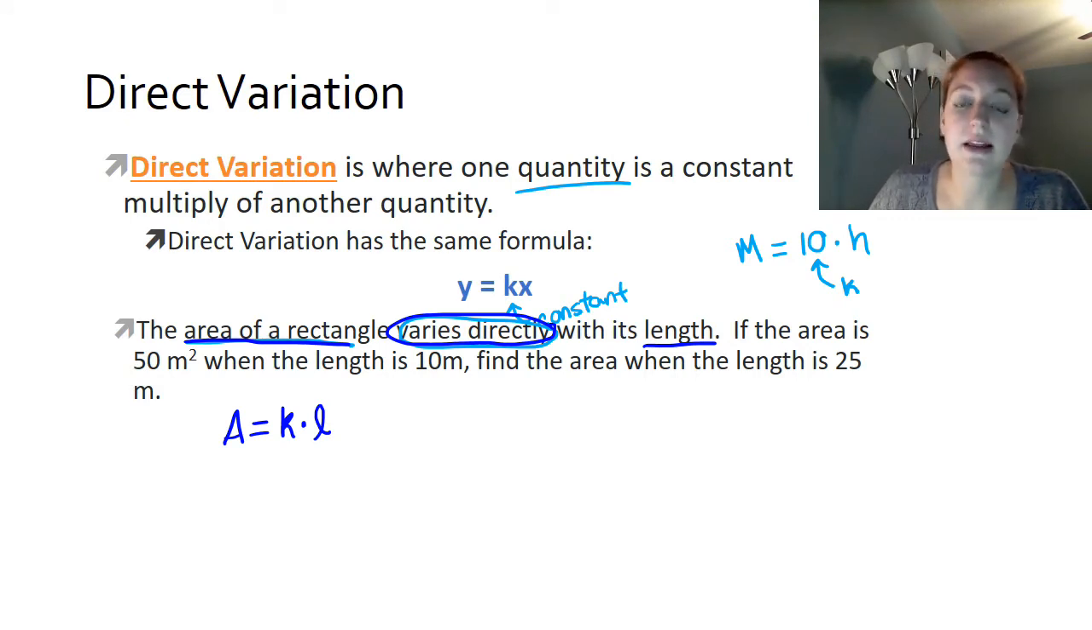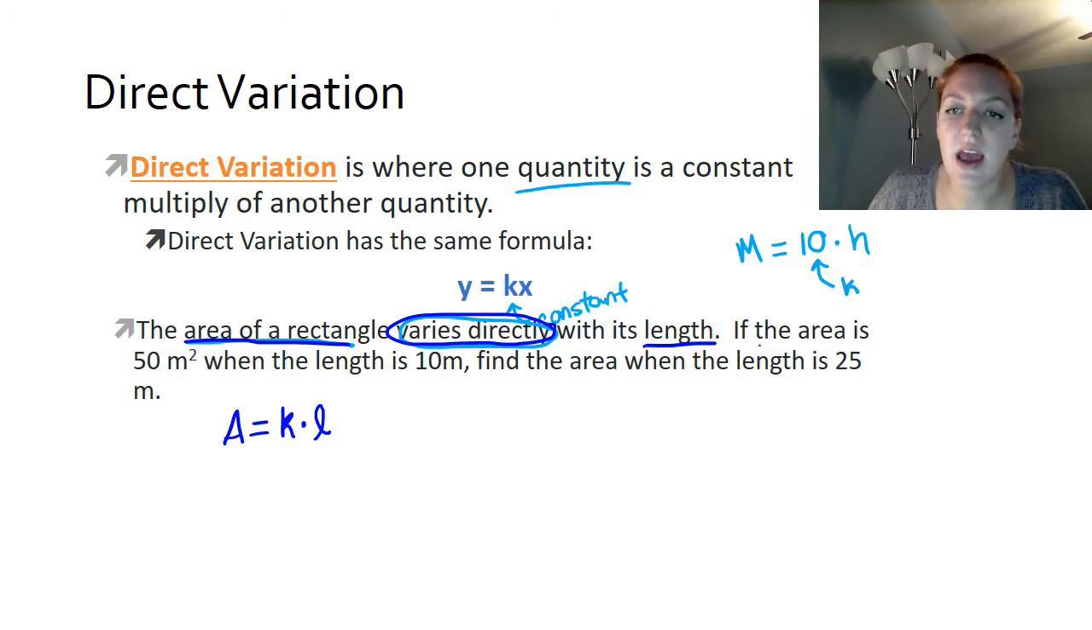So varies directly does a nice job of splitting up our equation. You can in fact just take whatever variable is on the left, plug it into the left, whatever variable is on the right, plug it into the right, and then you just have your k that you drop down. Now we can go ahead and use the information in the next sentence to figure out what is my k, because that's what we really want to know in variation problems. What's my k? I need to know what my constant is so I can use it to find another area.